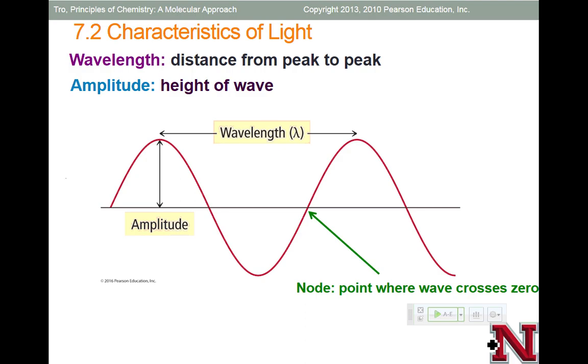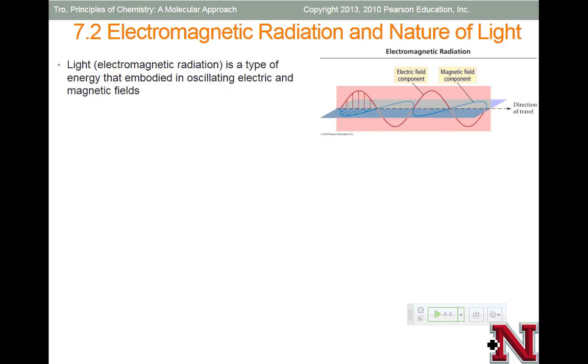So our frequency is the amount of times that our wave passes through our node at a given amount of time. As our frequency increases, our wavelength has to decrease because then it has to go through more times. So that means that the distance between the peaks is going to be shorter. So frequency and wavelength are inversely proportional to each other.